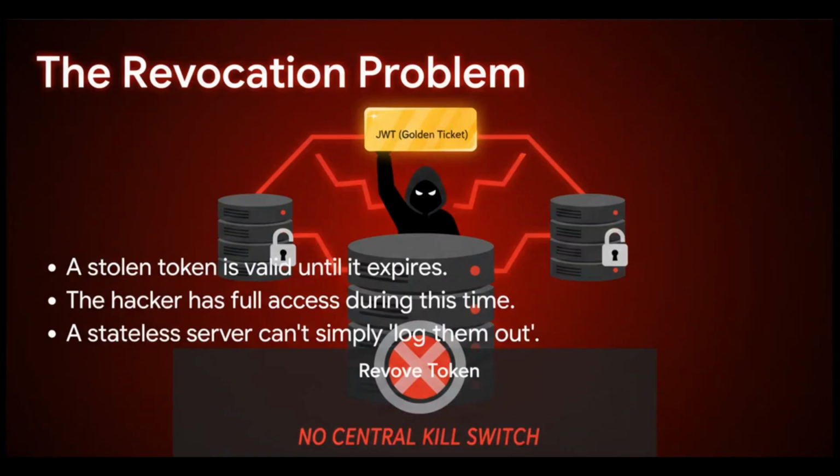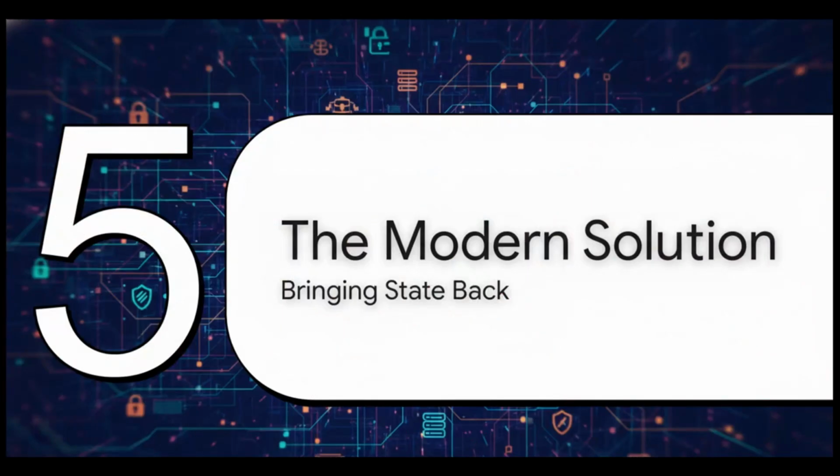Well, here's the terrifying reality. That stolen token is basically a golden ticket. It's perfectly valid until it expires, and that could be minutes or even hours away. The hacker has full, unrestricted access as that user for the entire time. And because your whole system is stateless by design, there's no central kill switch. You literally can't just log them out or invalidate that one specific token. You're just stuck. So, how in the world do we fix this?